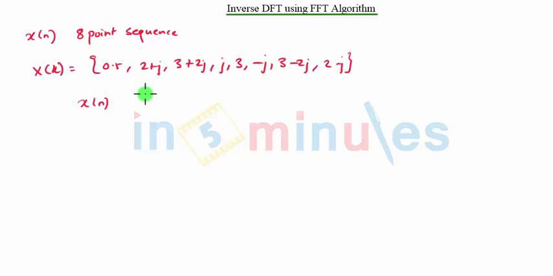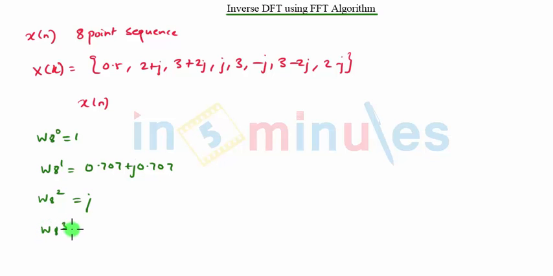So first we should look at the twiddle factor values, as the twiddle factor varies by the negative sign. The twiddle factor values are: W raised to 0 is 1. W raised to 1 will be 0.707 plus j 0.707. W raised to 2 is equal to j. And finally, W raised to 3 is equal to minus 0.707 plus j 0.707.